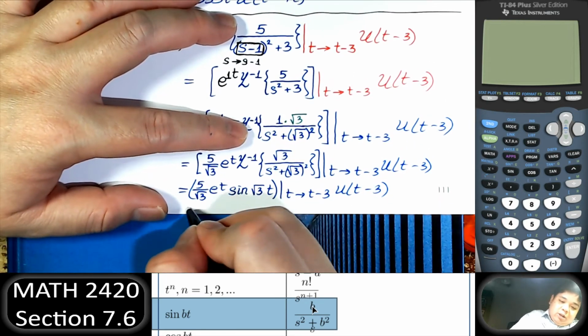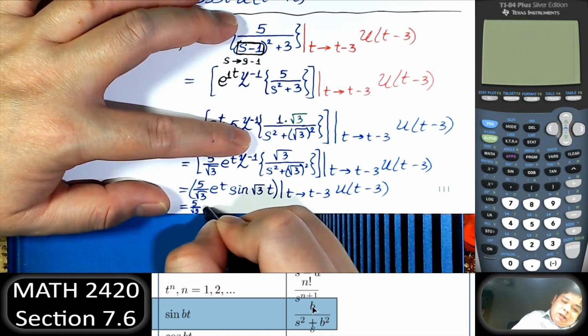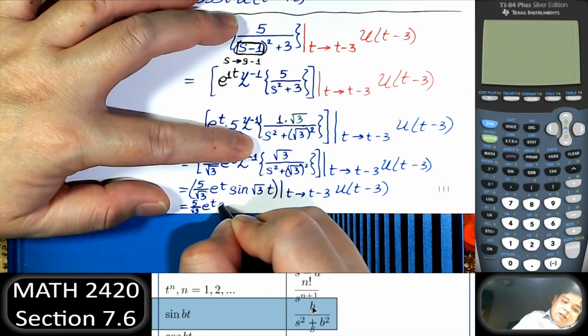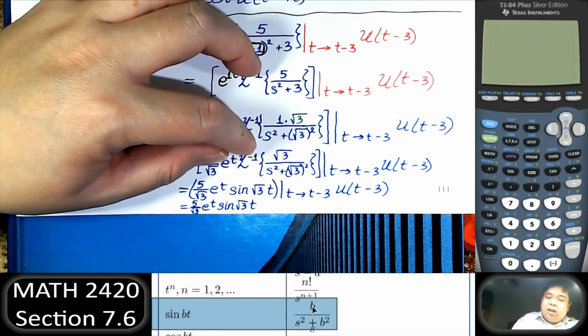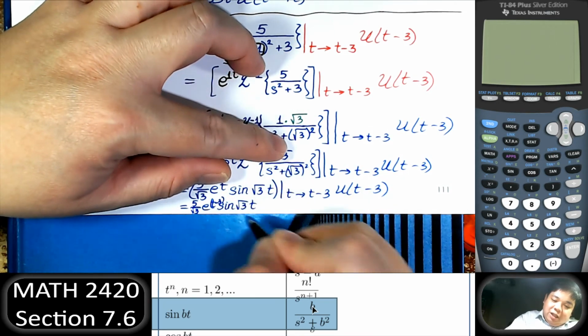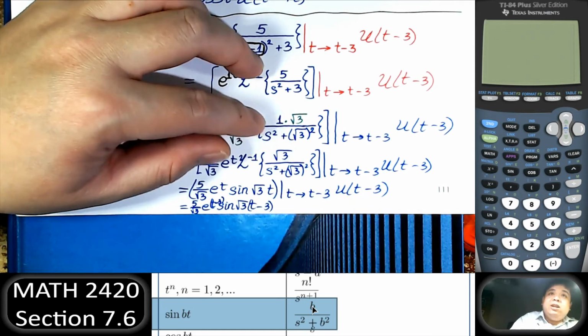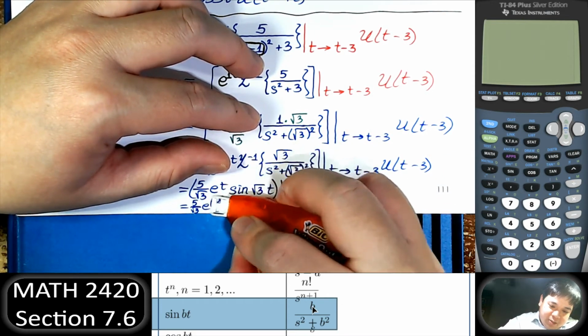And when put all together, we have 5 over square root of 3 e to the t sine square root of 3t. Replace t by t minus 3, so t minus 3, t minus 3. Let me rewrite this so you can see better.